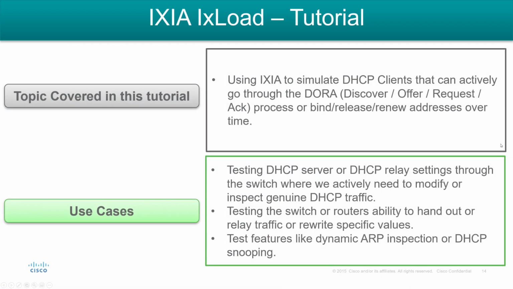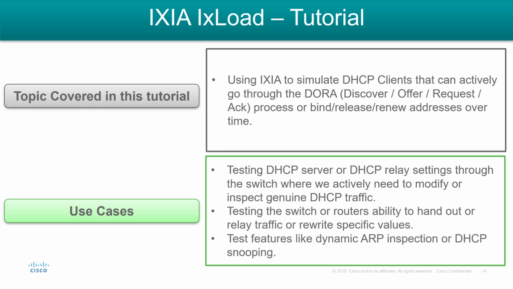This particular video is going to be focused on using IXLoad to simulate real DHCP clients that can actively go through the DORA process. So that's discover, offer, request, and ack. But they also have the ability to do some additional activities, like not only can they bind an address, but they can release, renew, or even send a DHCP decline if for some reason there's a conflict. So essentially anything a normal user could do, we can get IXIA to simulate.